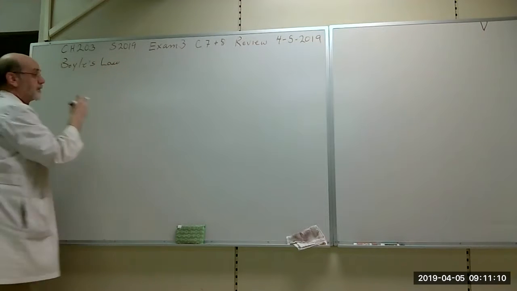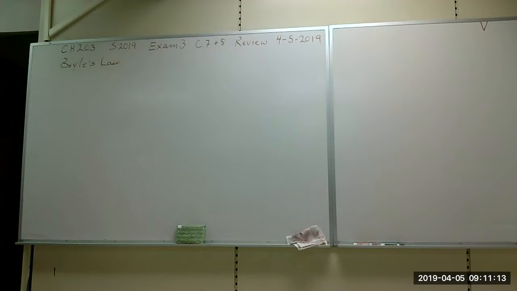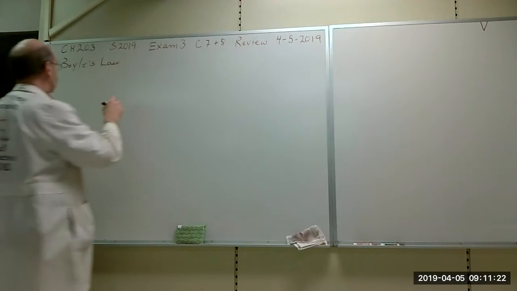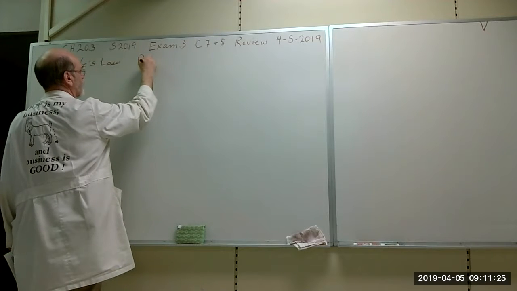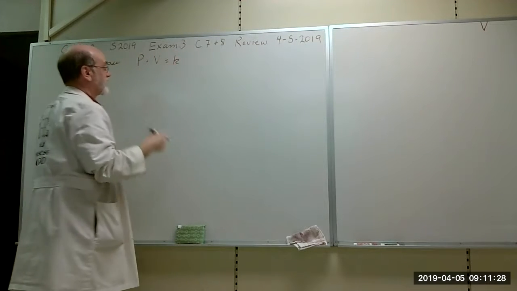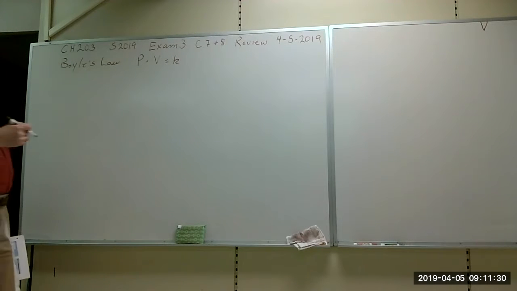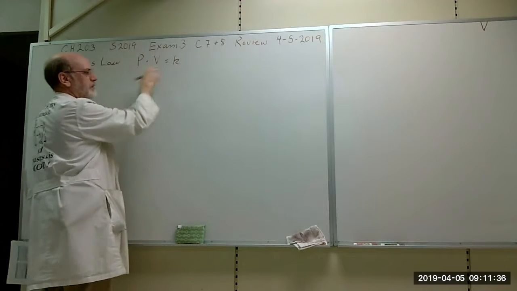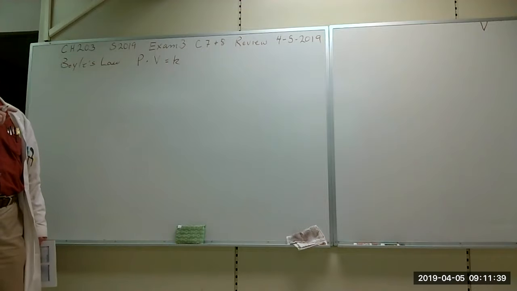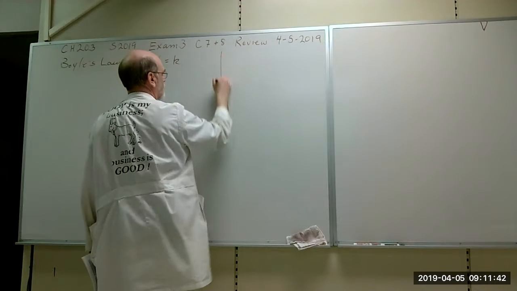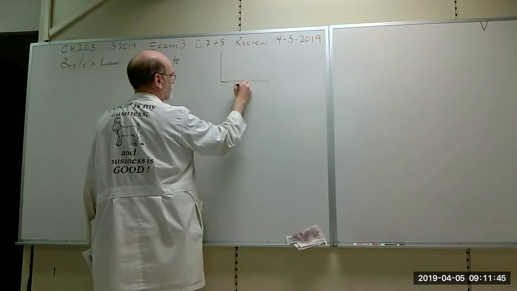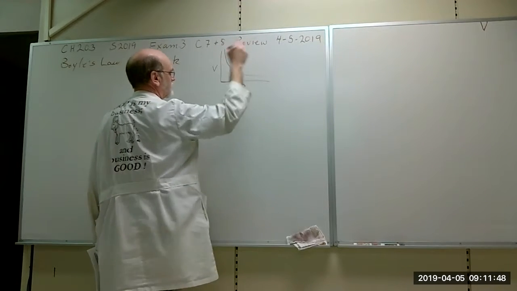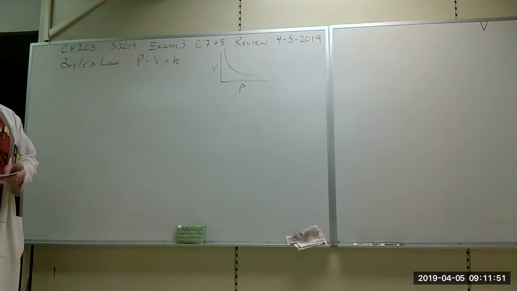The reason for that is they didn't have the technology to study gases except in terms of pressure and volume. So Boyle's Law just says that pressure times volume is equal to a constant value. And anytime you have the product of two values equal to a constant, you have an inverse relationship. So if we graph this, you're going to get a hyperbola. Okay?